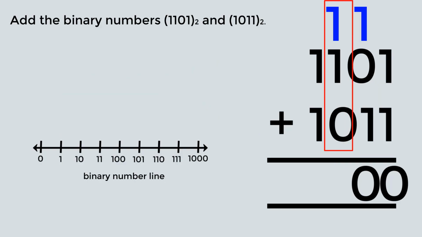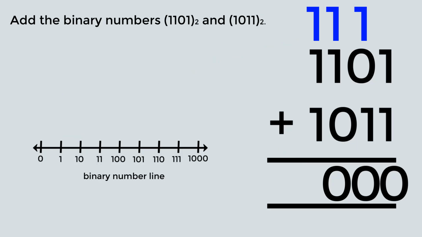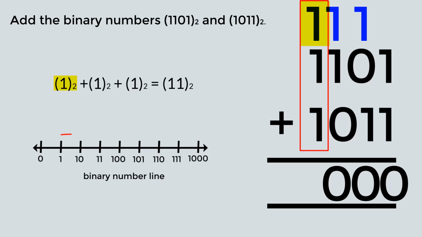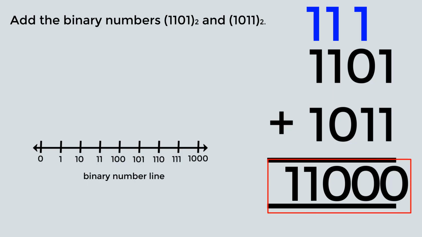In the next column, we have 1 plus 1 plus 0. Again, this gives us 10. So we write down 0 and carry the 1. In the leftmost column, we have 1 plus 1 plus 1. In binary, this is 11. So we write down both digits in the front. The final answer is 11000 in base 2.